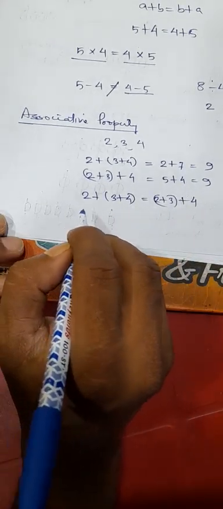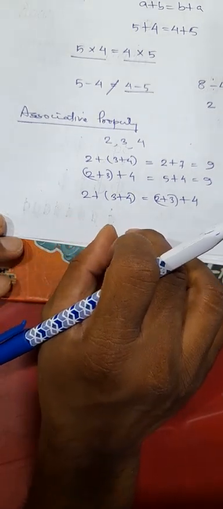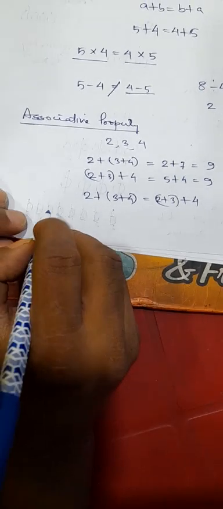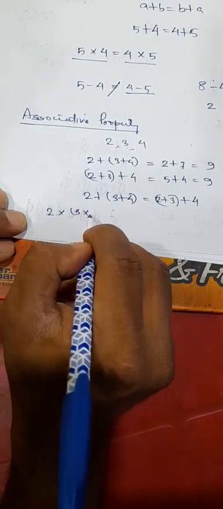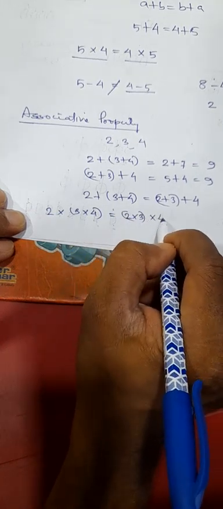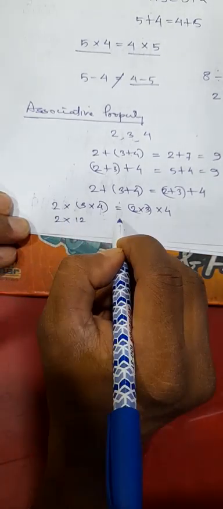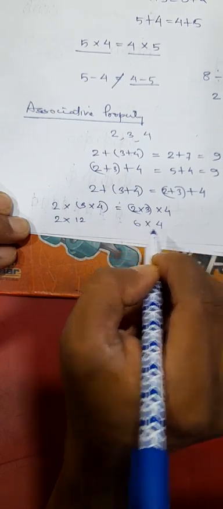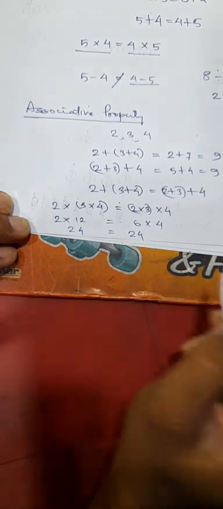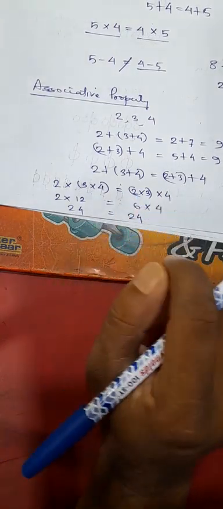So associative property means if we associate any two of the three numbers, the result will remain the same. Similarly, in case of multiplication also it is applicable. 2 into (3 multiplied by 4) equal to (2 multiplied by 3) multiplied by 4. You see, 3 4s are 12 and 2 3s are 6, 6 4s are 24. So associative property is also applicable in case of the operation of multiplication.